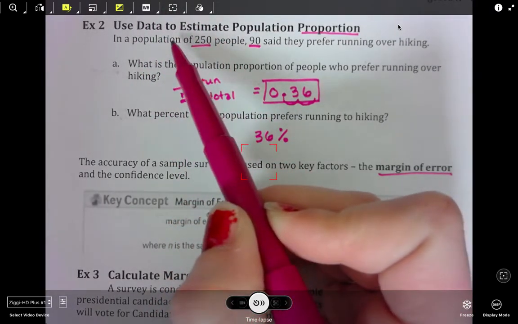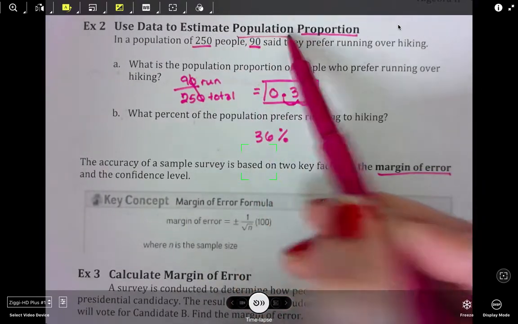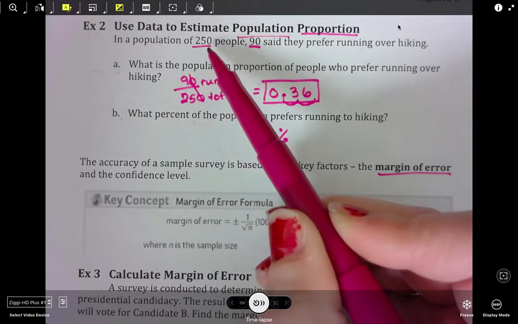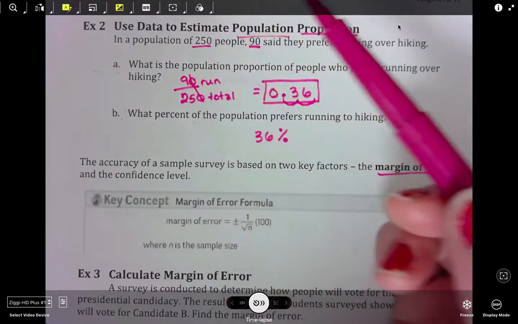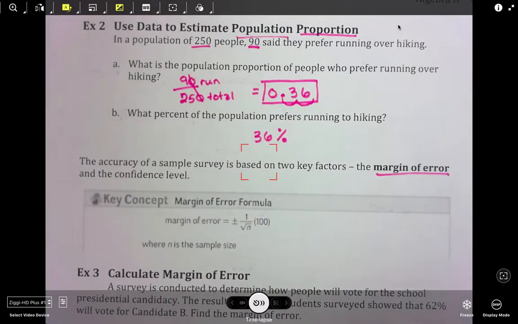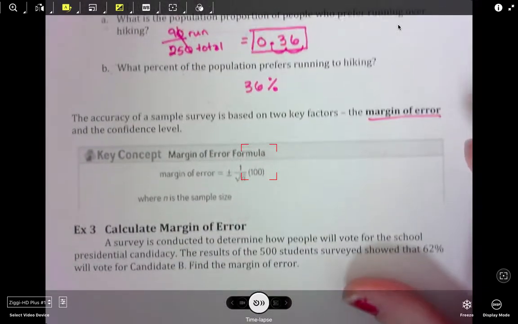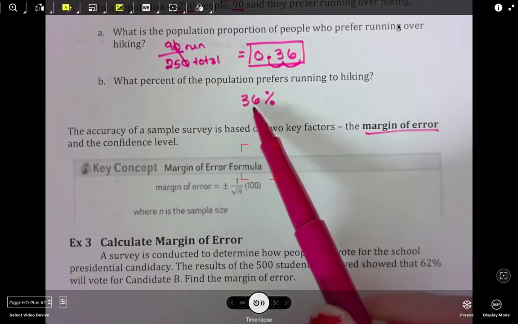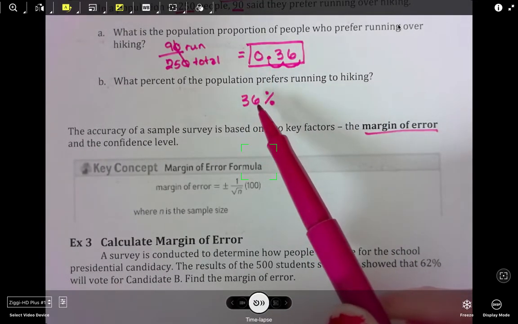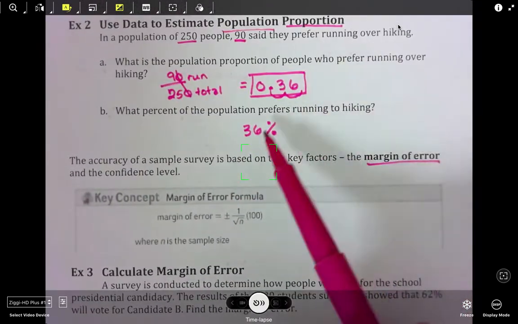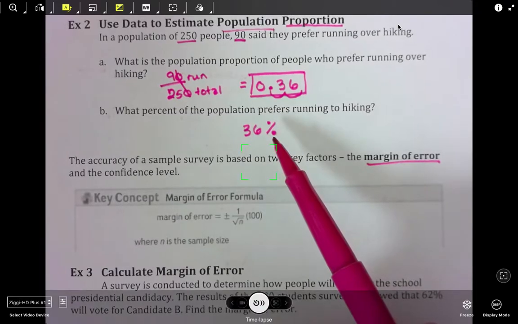This we're trying to estimate as a population. So we're trying to say these 250 people are an accurate representation of what more than 250 people would be, of an entire population of runners and hikers, okay? But in that, there comes some margin of error. So I can't say 36% of everybody in the world prefers running over hiking, okay? But according to my sample, 36% does, okay?